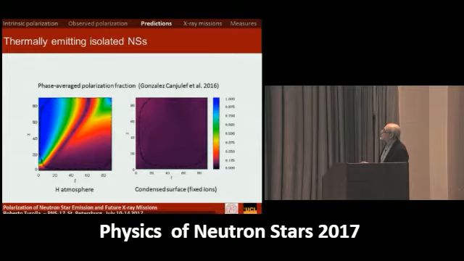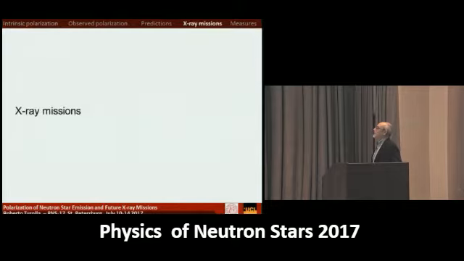Well, the colors here are perhaps not the right ones, but anyway, you see that in this case you can have a very large polarization at infinity, at least for certain angles, but in the case of a condensed surface, the polarization is not zero, but definitely lower. So, keeping fixed all the other ingredients, the choice of the emission model is crucial to the polarization observables.